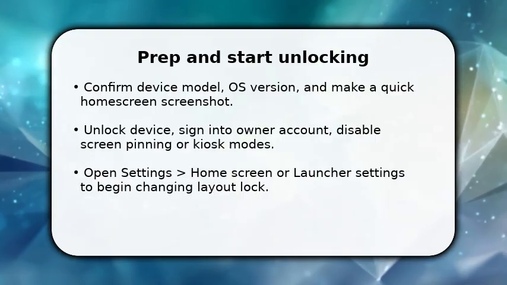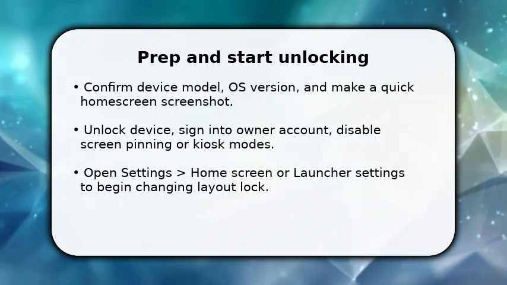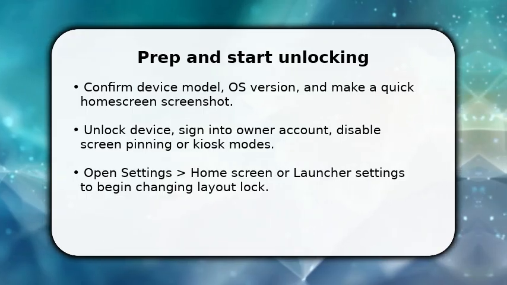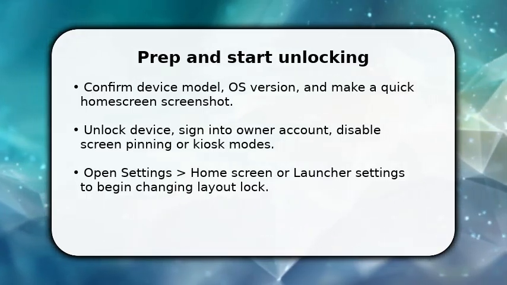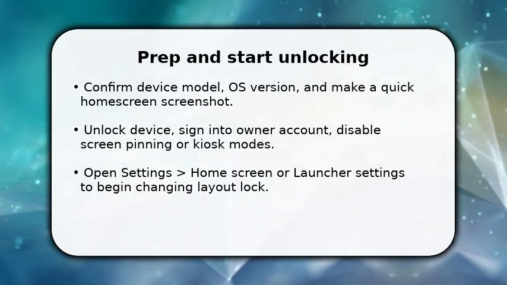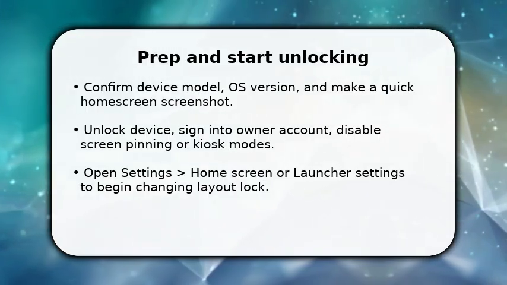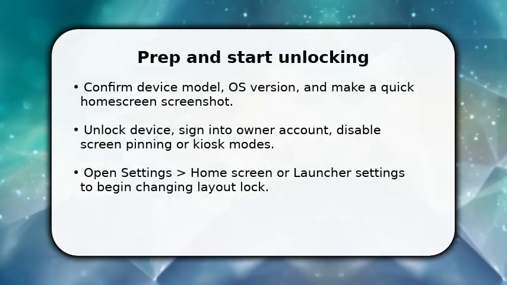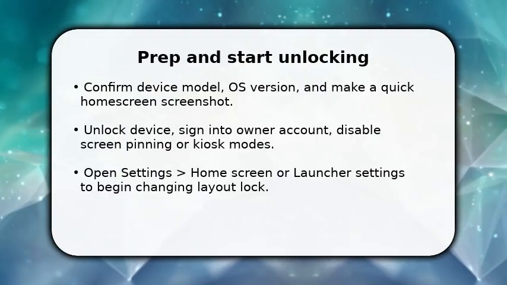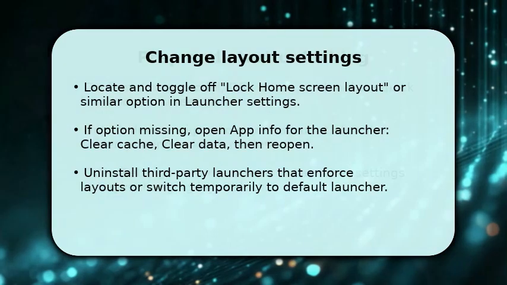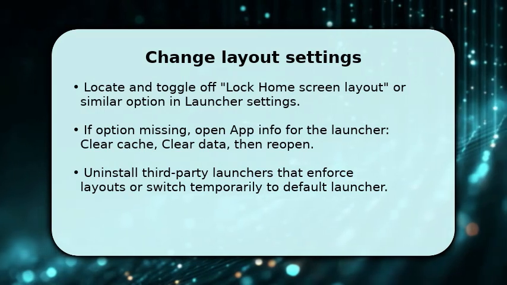You will start right away by confirming the device model and OS so you know where the option lives. Once done, make a quick home screen screenshot and unlock the phone with your main account. This prevents permission issues. Next, check and turn off screen pinning or kiosk modes because those can mimic a locked layout. Finally, open Settings and go straight to Home Screen or Launcher Settings, where the Layout Lock toggle usually appears so you can change it.